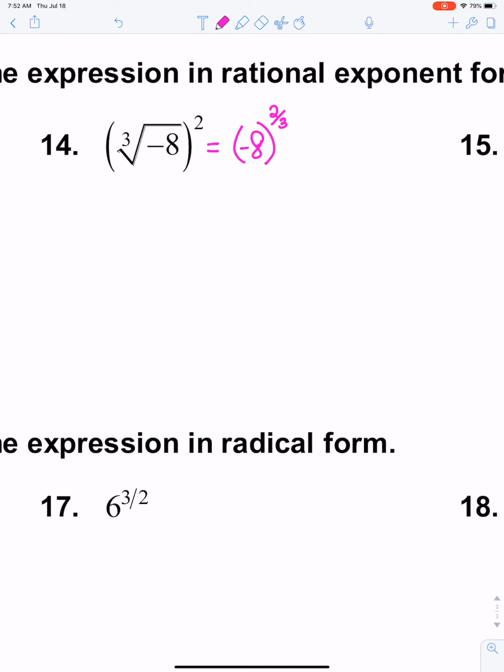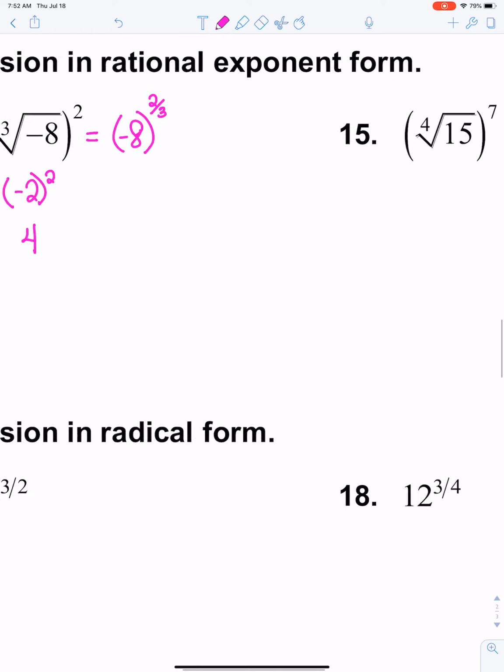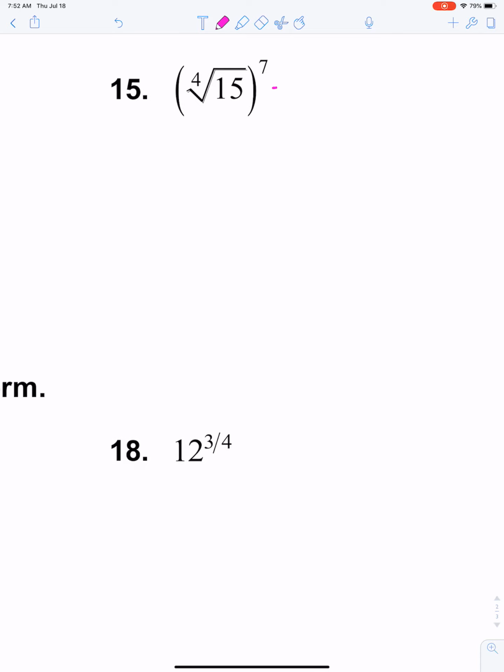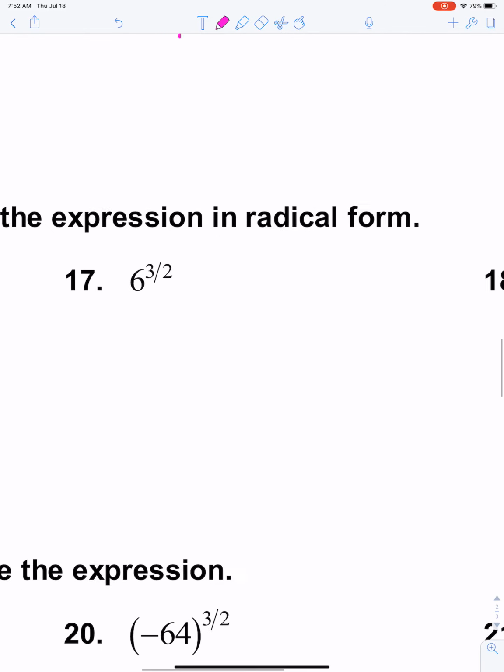This one's actually quite easy to evaluate. The cubed root of negative 8 is actually going to be negative 2 squared, and negative 2 squared I know is positive 4. That's just a little extra on the side. Number 15 can be rewritten as 15 to the 7/4 power. Again, you want to put your exponent on top, your root on the bottom.